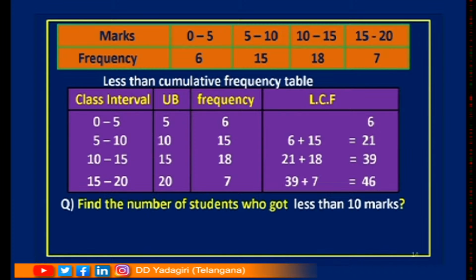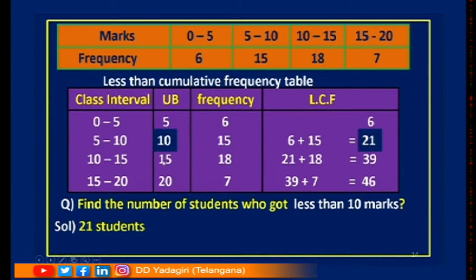Can you find the number of students who got less than 10 marks here, students? Yes, where are you getting the upper boundary here? Yes, it is 10. Now, can you tell me the LCF of this? Yes, it is 21. So, from this what can we understand? The number of students who got less than 10 marks is 21 students.